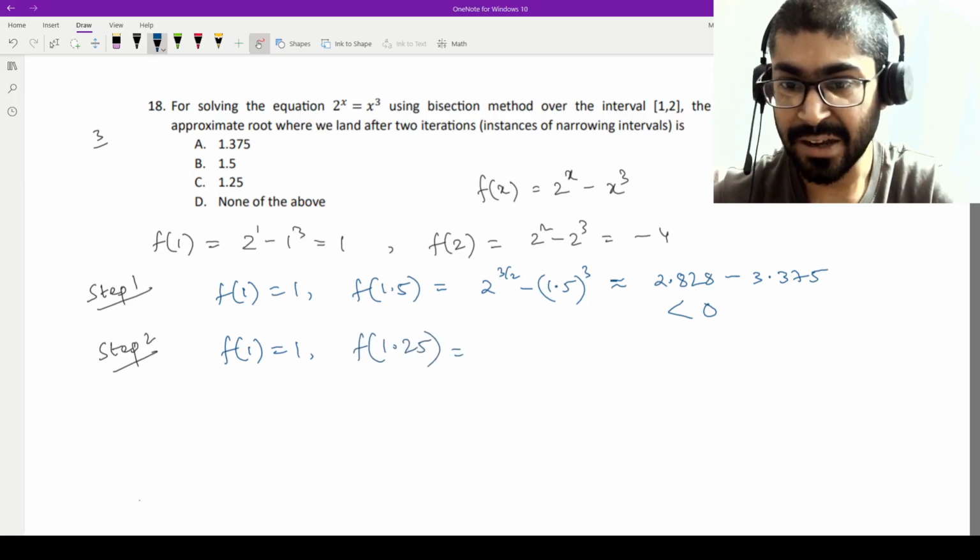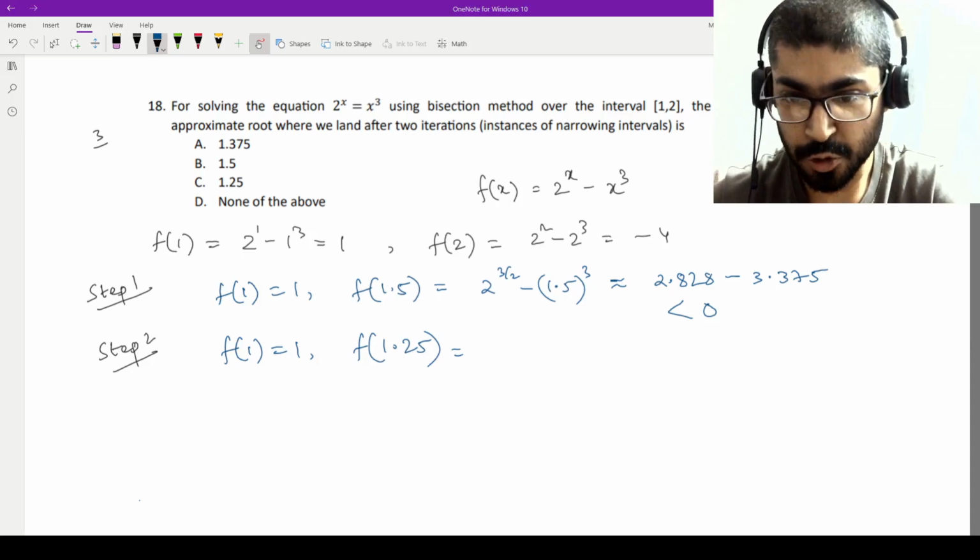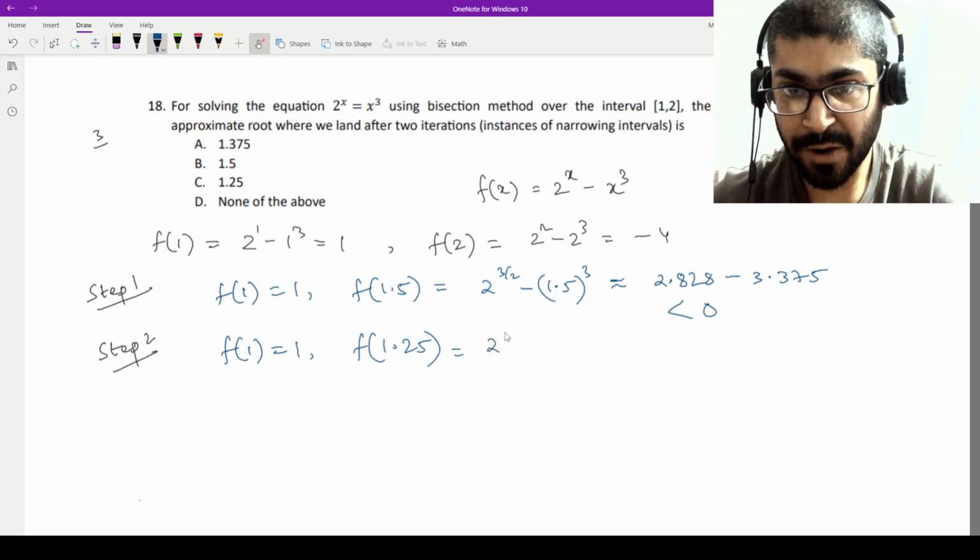1.25 is basically 5 by 4, right? So fourth root. So this will be 2 to the power 5 by 4 minus, we will have 1.25 cubed, right? What will this be approximately?